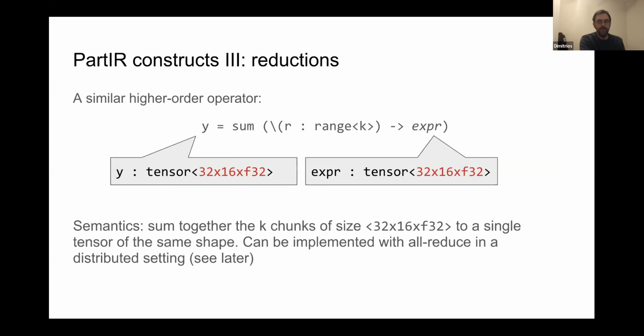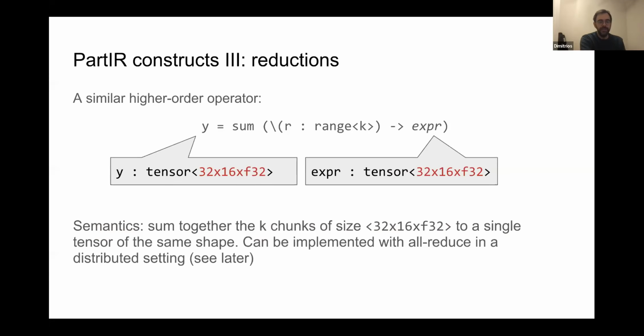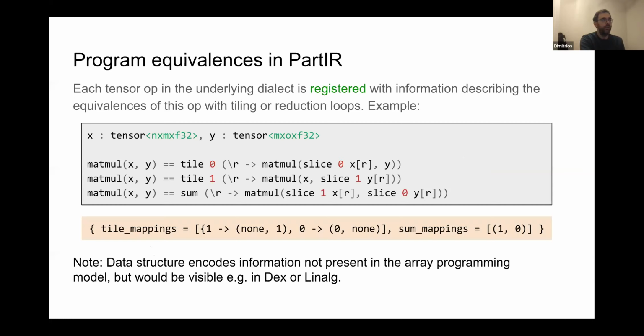Or you can also start seeing how this could be implemented in a distributed setting, where you have every device operating on a specific iteration of the loop, and in the end, all the devices perform a collective all-reduce communication, where they just sum and get the result of the reduction. Okay, that's it really. I mean, this is literally what PartIR is. So where it becomes interesting is in what kind of equational reasoning does this language allow us?